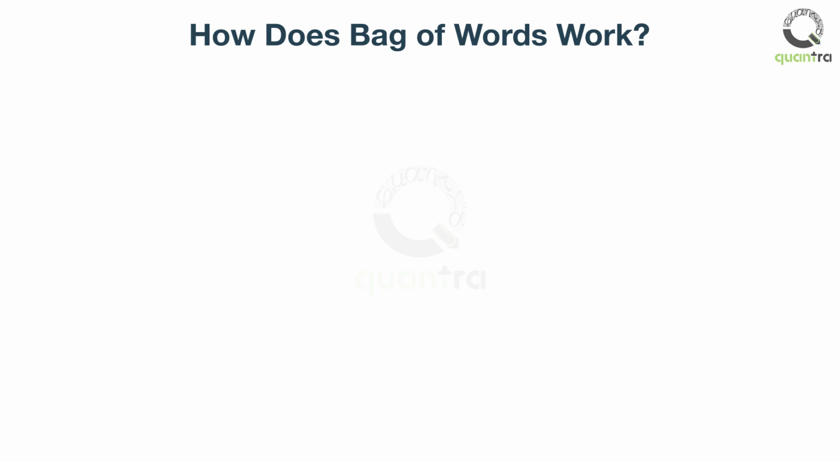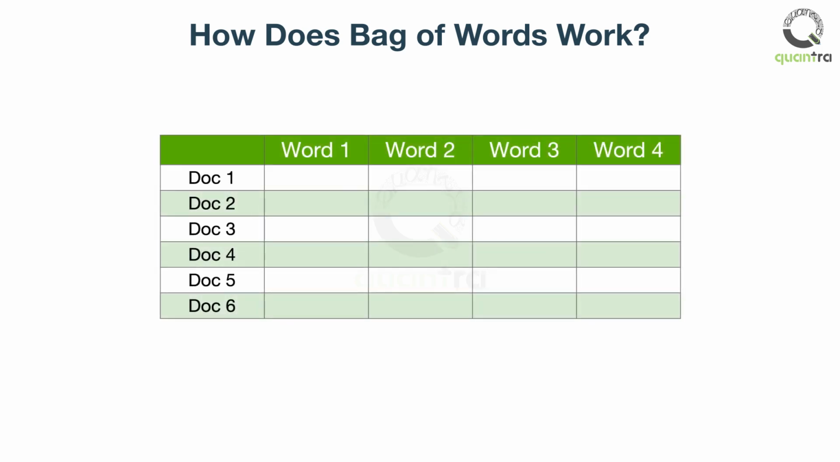How does Bag of Words work? Bag of Words lists words paired with their word counts per document. In the table, each row is a document, each column is a word, and each cell is a word count. Let's learn this method through an example.